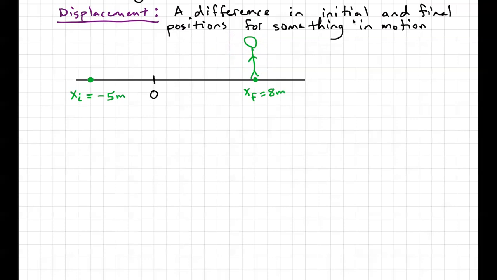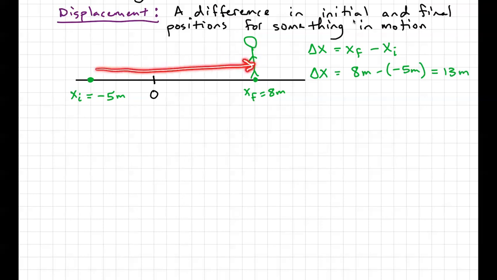So my displacement, delta x, delta meaning change, so change in x, is the final position minus the initial position. So in this case, the displacement, delta x, is 8 meters minus -5 meters. That works out to 13 meters. So this kind of makes sense. You can think of that as there's 13 meters of difference between those two positions. The -5 there kind of counts all of that distance.